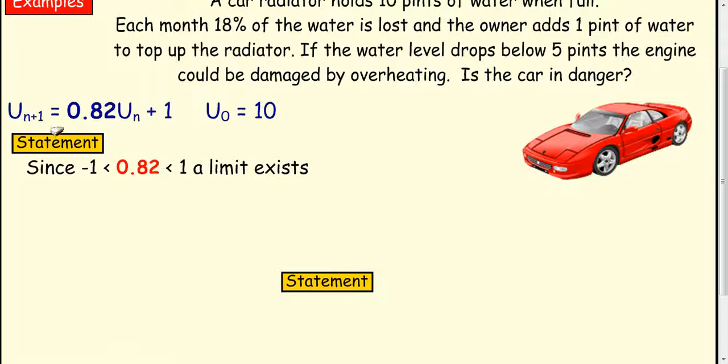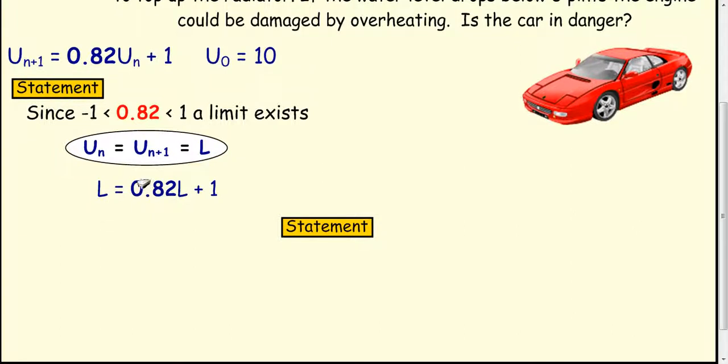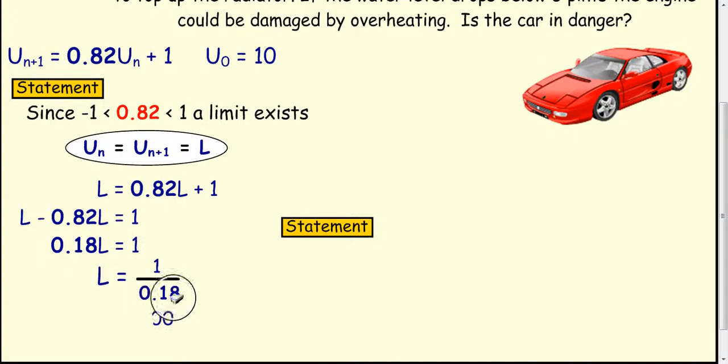u of n and u of n plus 1 both become L, so write that down. Let that be L and this be L, that's your limit. So we've got 1 and 0.82 L, we're trying to solve this for L, so subtract 0.82 from 1 to get 0.18. So that's going to be 0.18 L equals 1. Divide by 0.18. Using a calculator, multiplied by 100, top and bottom, 5.6.